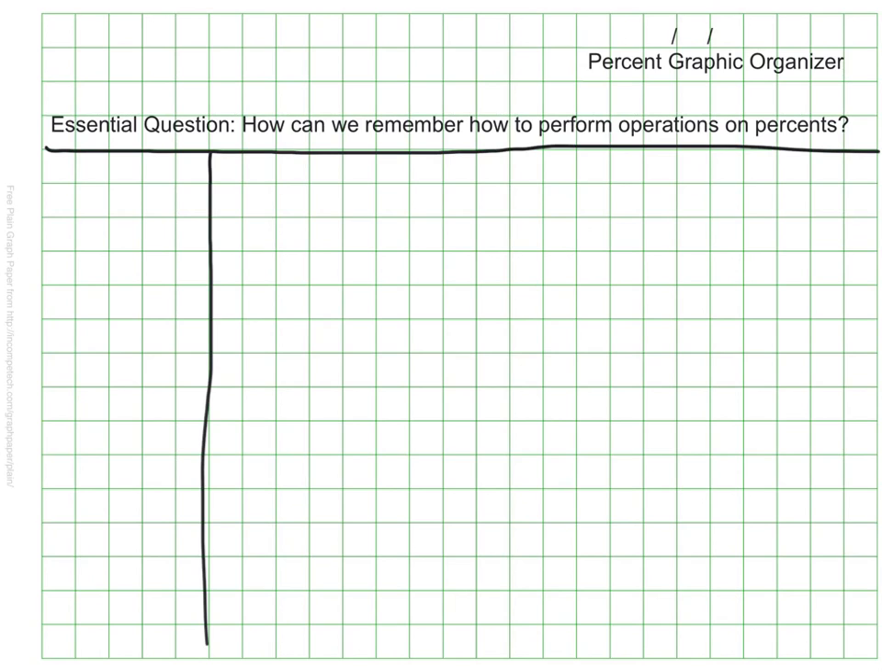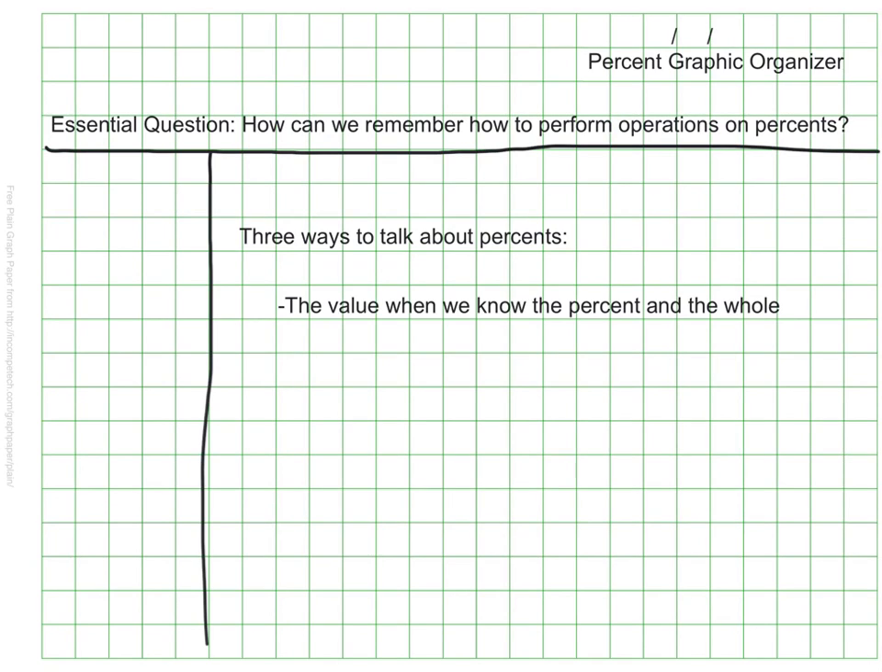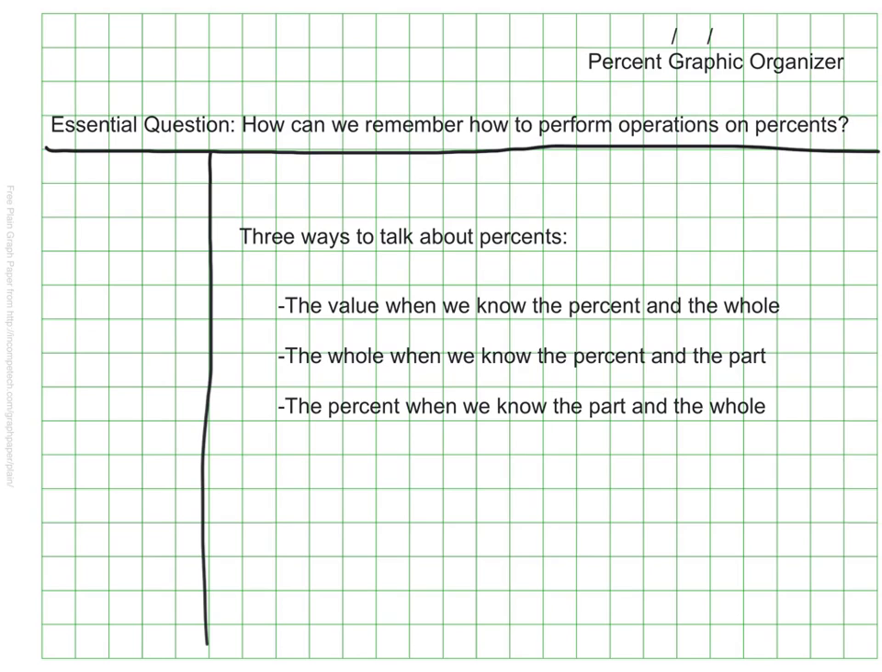So far we have learned 3 different ways to talk about percents. We have talked about finding the value when we know the percent and the whole. We've also found the whole when we know the percent and the part. And lastly, we can find the percent when we know the part and the whole. All 3 of these are equally important and valuable for us to understand, but it can be confusing knowing when to use the various operations to solve each type of problem.